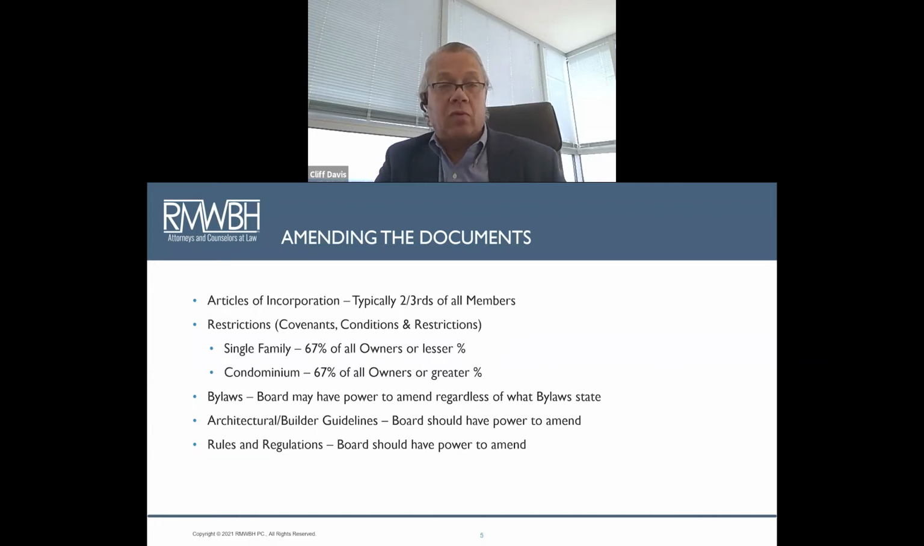On deed restrictions or the declaration for single family, it is going to be 67% of all owners by statute, or if the declaration contains a lesser number, it's the lesser number in the declaration. So the purpose of this law was to try to make it a little bit easier for those subdivisions, those associations where their deed restrictions required 75% or 90%. By statute now, it's lowered to 67%. But like I said, if your declaration says it's 51%, the lower percentage controls. Condominium, same thing. By statute, it's 67% or a greater percentage if that's what the documents say.